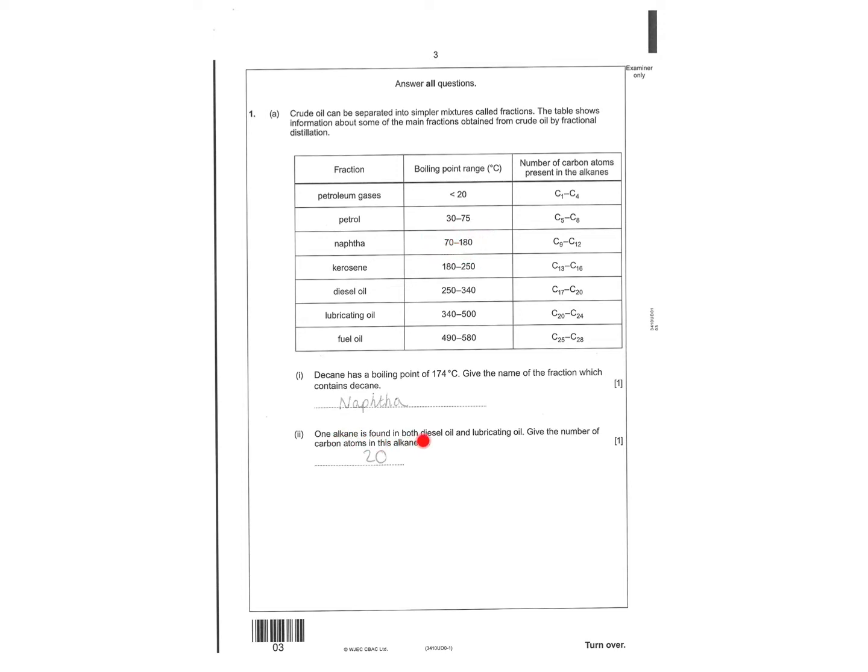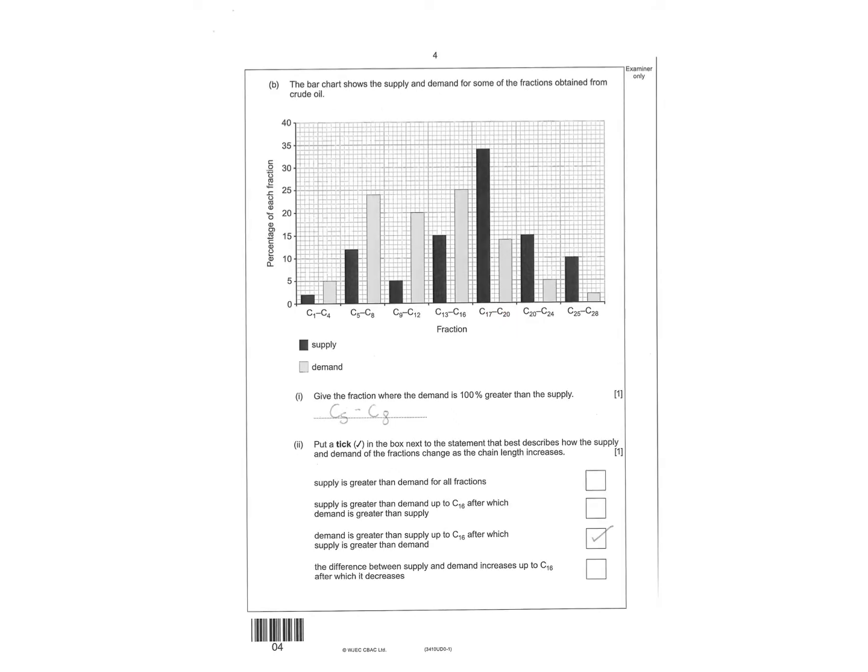An alkane is found in both diesel oil and lubricating oil, so we've got diesel oil here, lubricating oil here. Give the number of carbon atoms, so it has to be 20 because they've both got 20. Looking at this then, give the fraction where it's greater, okay? It's going to be this one because that is 50% bigger than that one. Okay, so that's C5 to C8.